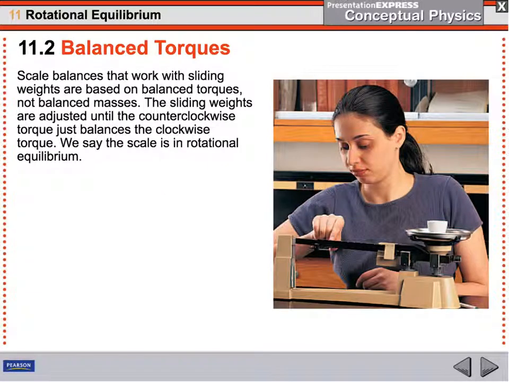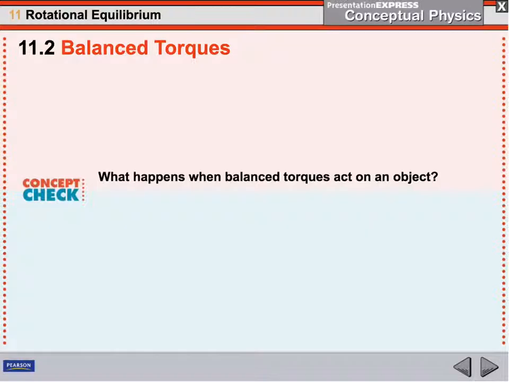Scale balances that work with sliding weights are based on balanced torques, not balanced masses. The sliding weights are adjusted until the clockwise torque just balances the counterclockwise torque. We say the scale is in rotational equilibrium. What happens when balanced torques act on an object? They're in equilibrium.